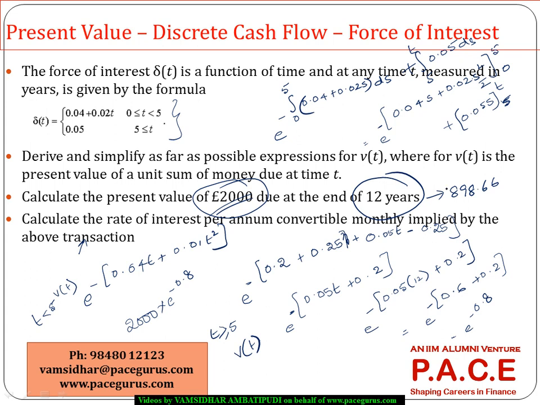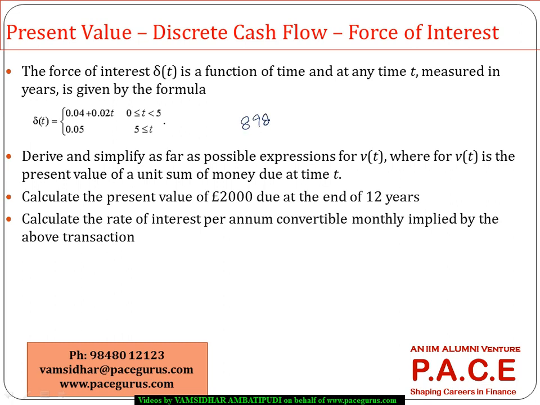Now I have invested 898.66 at some particular rate, I. Of course, because I need convertible monthly, I can take it as (I12 by 12) to the power of 12 years, so 12 into 12, 144. (I12 by 12) to the power of 144 is fetching me 2000. Right? Because I am looking at the interest rate per annum convertible monthly.